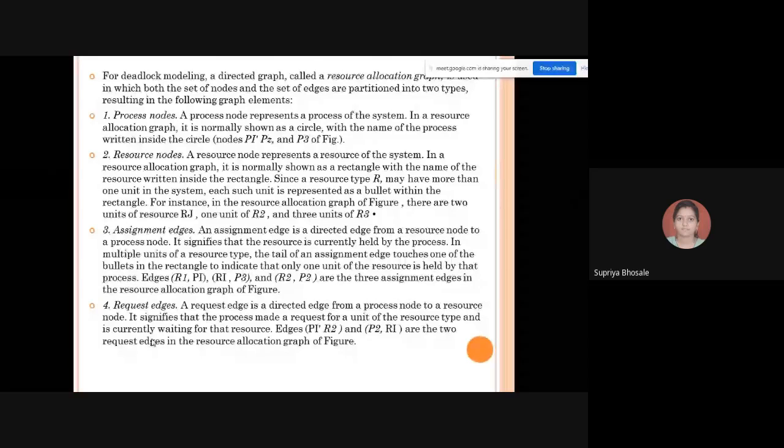So on the fourth we were there. Request edges. A request edge is a directed edge from a process node to a resource node. It signifies that the process made a request for a unit of the resource type and is currently waiting for that resource. So edges (P1, R2) and (P2, R1) are the two request edges in the resource allocation graph of the figure.